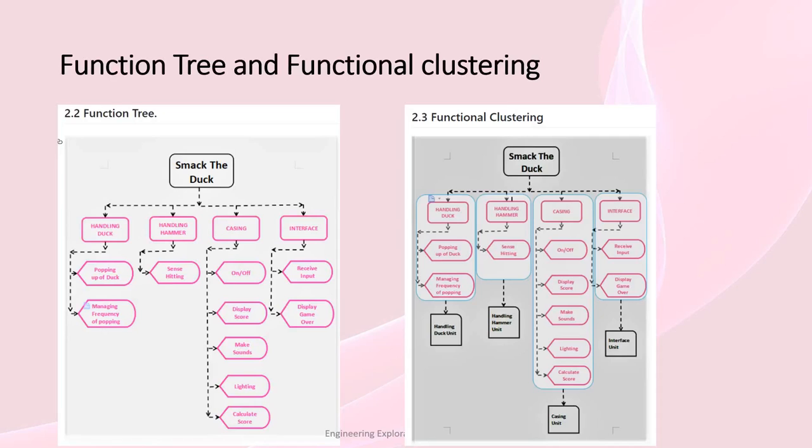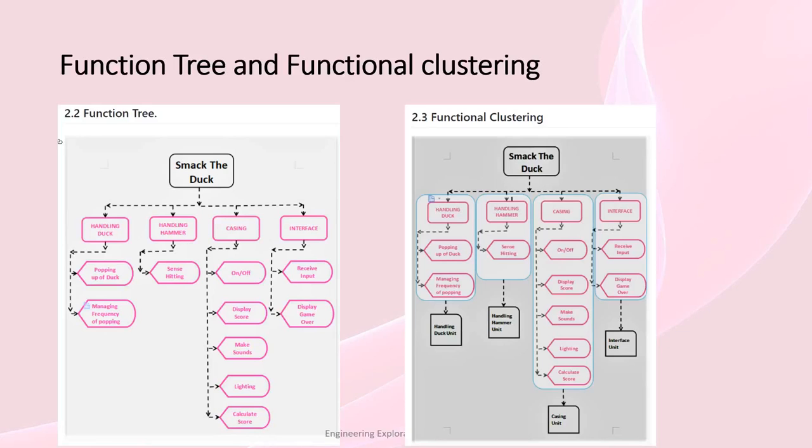Firstly, our job in the duck handling unit was to control the duck pop and manage the frequency of pop. Then, in the second subsystem, that is the hammer unit, our task was to control the hammer and sense the hit. Thirdly, in the casing unit, we had to look after switching the game on and off. Also, we had to display the scores according to the player's game. Then we had to ensure that proper sounds were made according to our game.